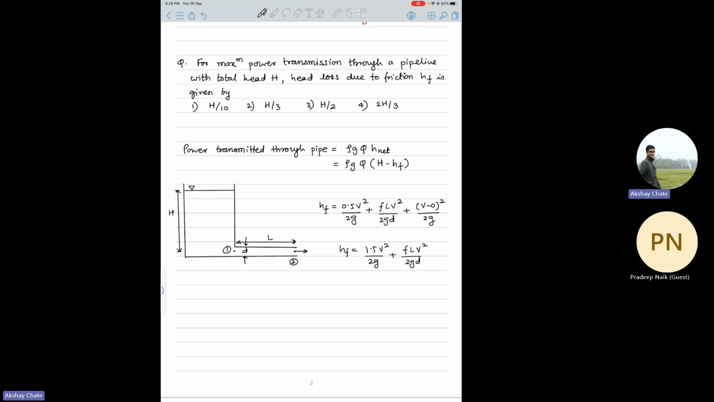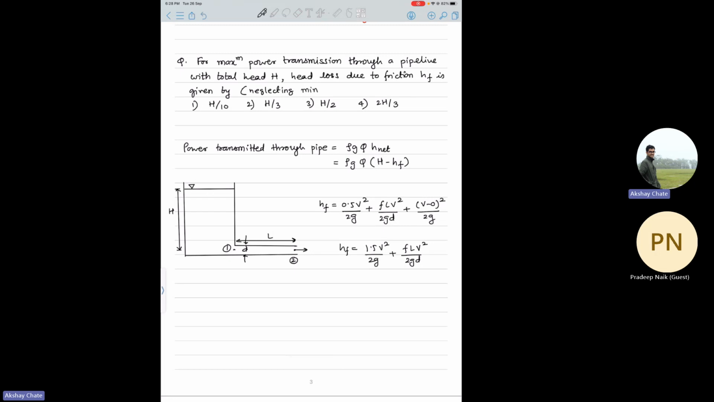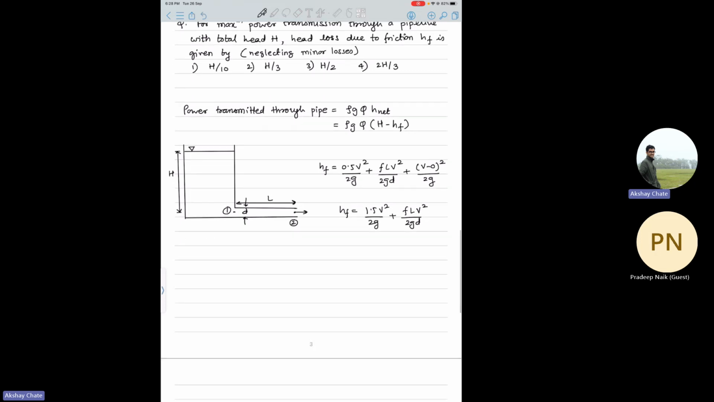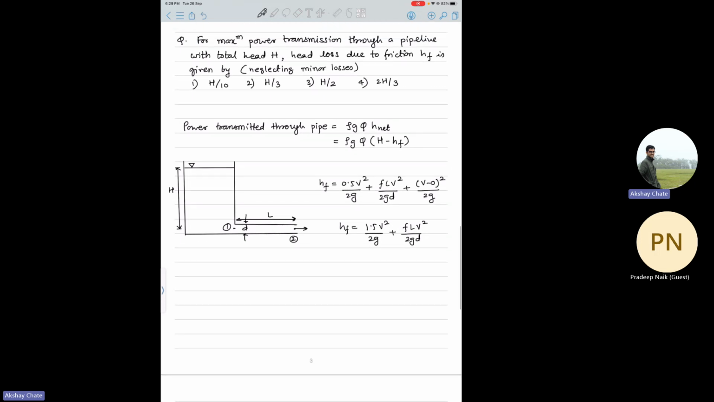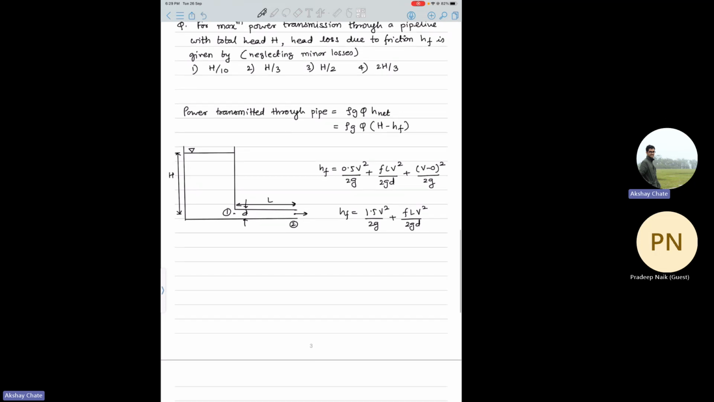Yeah. So here there is an assumption of neglecting minor losses, because if you don't make that assumption, you will not get any of the options as the answer. I'll show you how. So let's not worry about that assumption. Let's solve the problem. So we'll call this power as P.